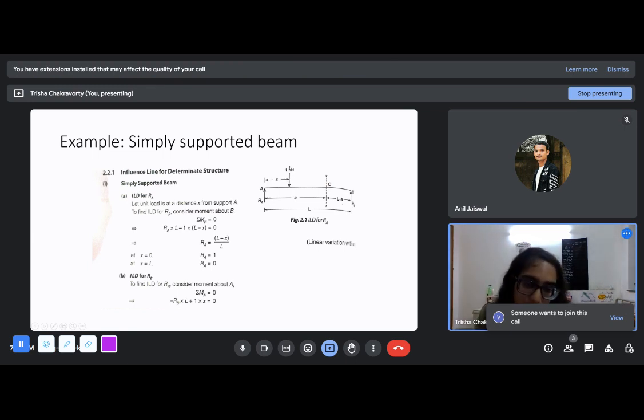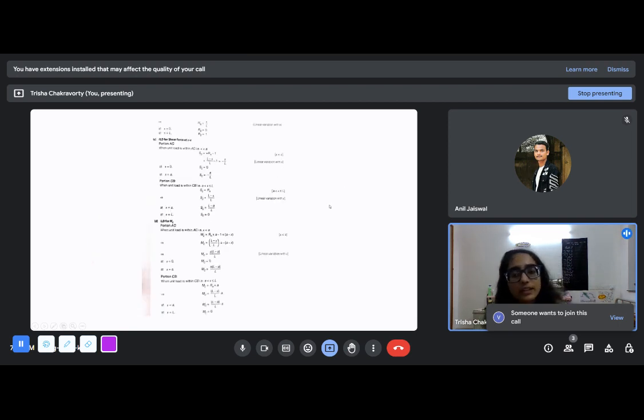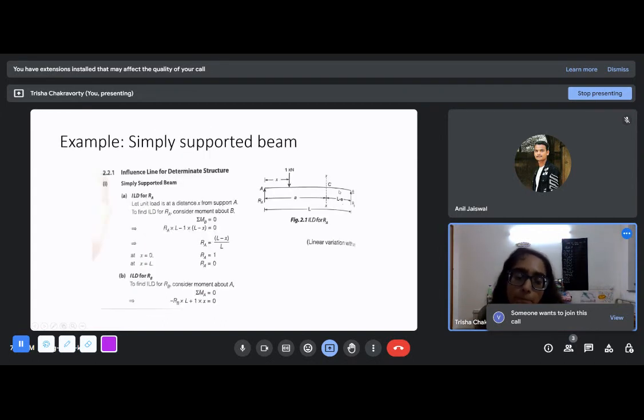We will put a unit load in this portion AC and then in CB, because there is a break here. So for portion AC, when the unit load is within AC, that is x less than a, you can simply see, coming from the left side, that SX is RA minus 1. Just the way we worked during bending moment diagrams or shear force diagrams, we come from one side. We come from this side and we find that SX is RA minus 1.